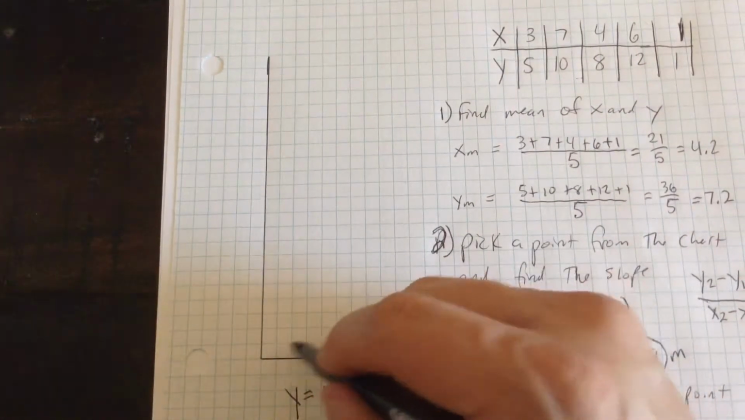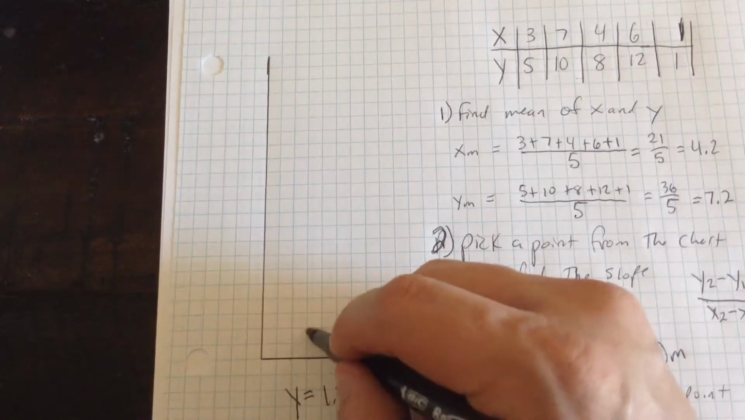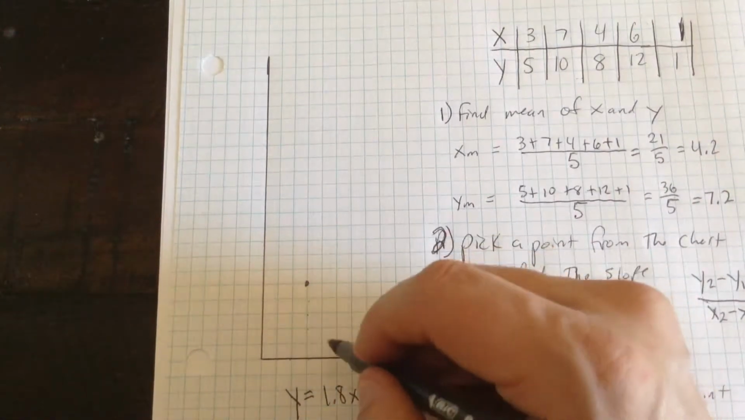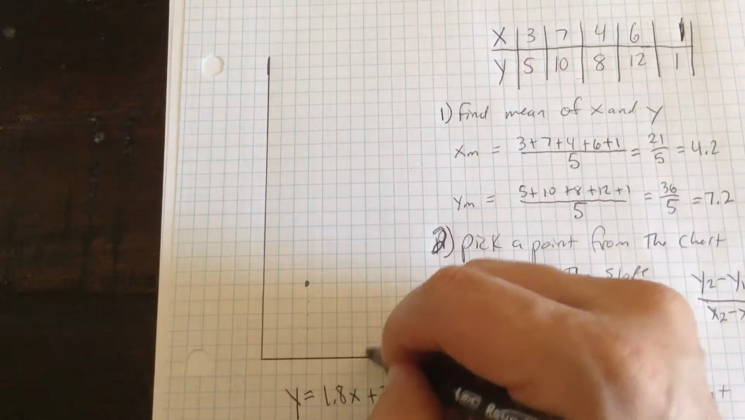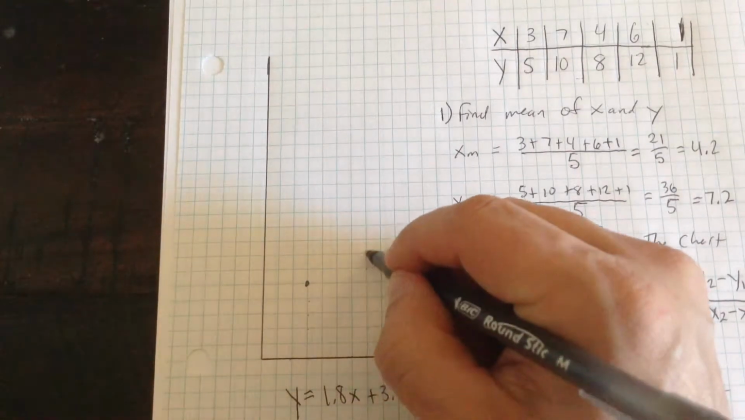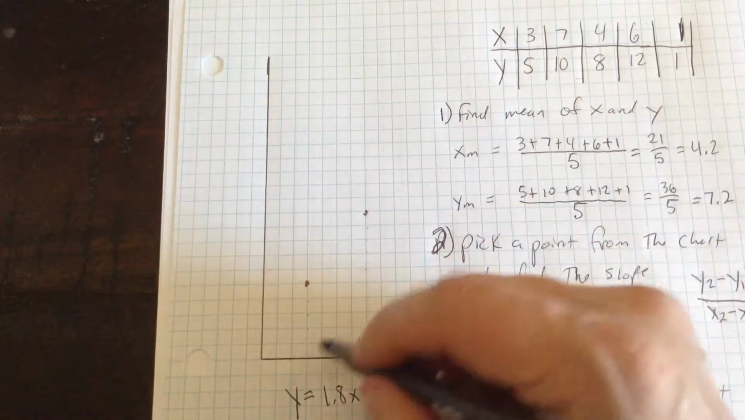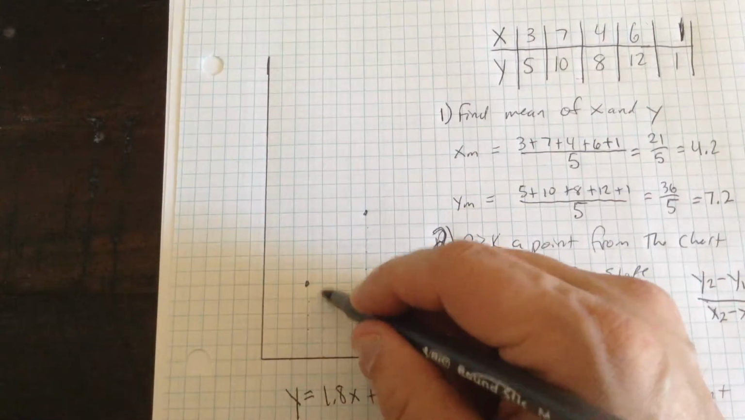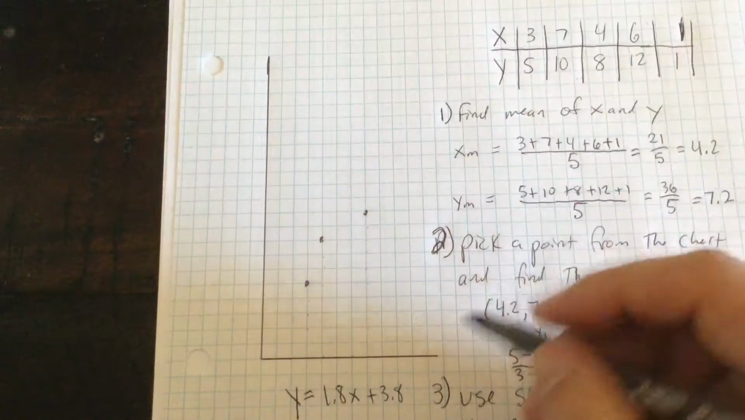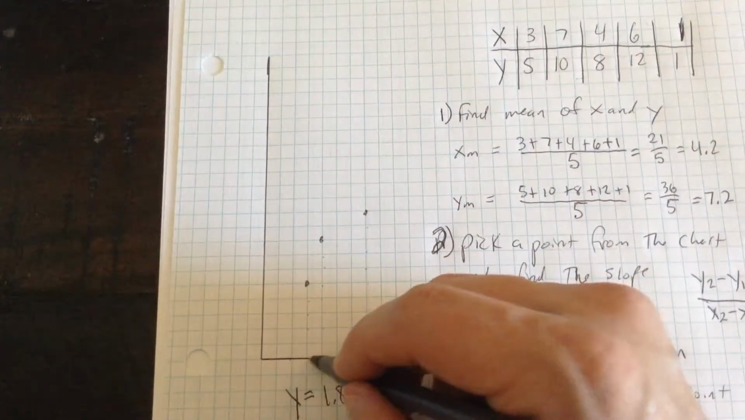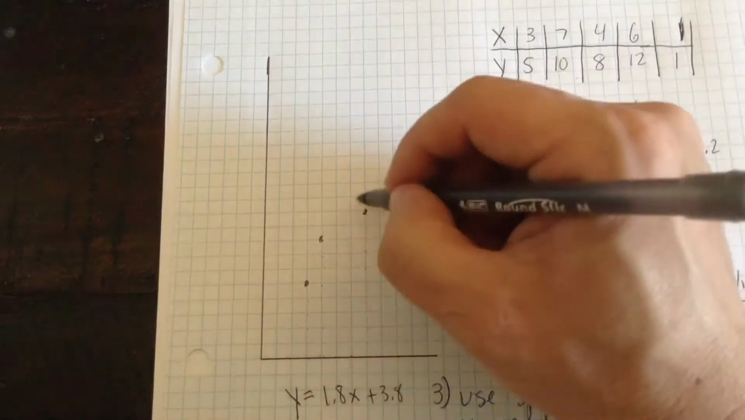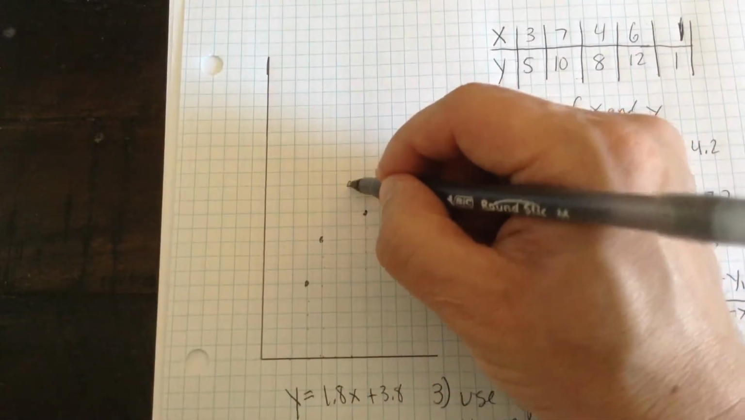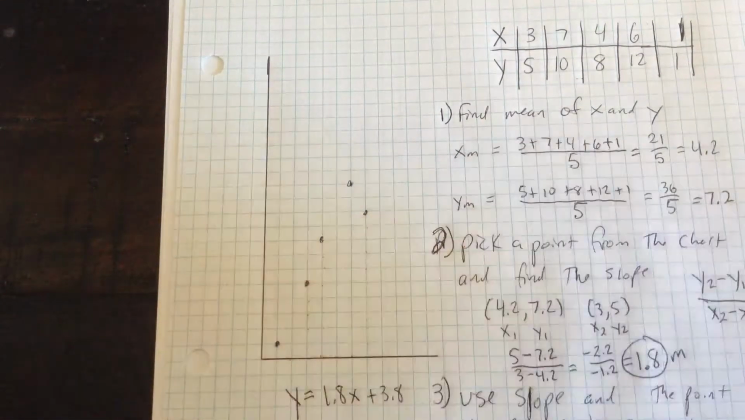So I have 3, 5, so 1, 2, 3, and 1, 2, 3, 4, 5. I have the 7, 4, 5, 6, 7, and 10. 1, 2, 3, 4, 5, 6, 7, 8, 9, 10. Then 4, 1, 2, 3, 4, 5, 6, 7, 8. Then 6, 1, 2, 3, 4, 5, 6, and 12. This would be 2 higher than this. And then 1, 1. Boom.